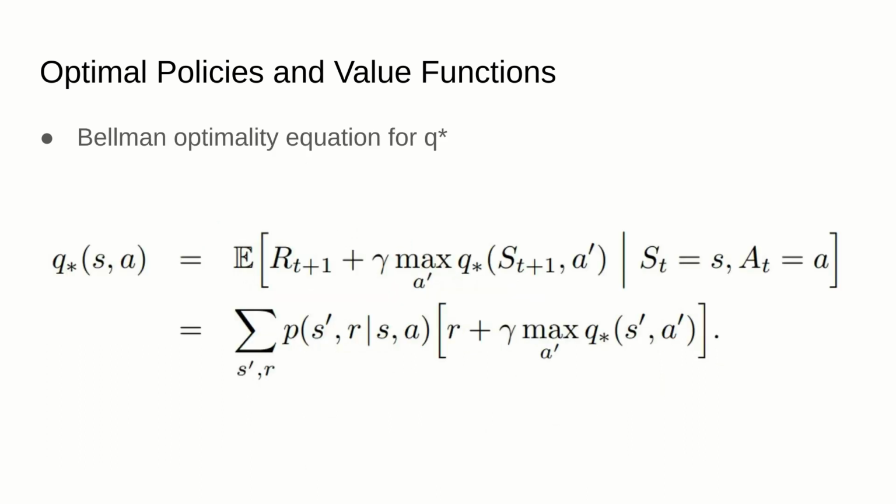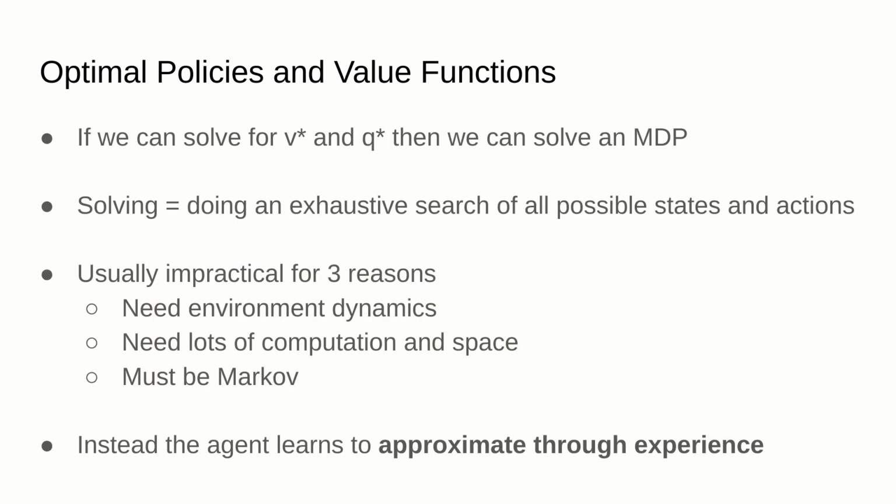The other thing all the optimal policies share is the optimal action value function Q star, which can be understood as the value of a state-action pair under the optimal policy is equal to the expected return of the best action. So they're pretty much saying the same thing. If we can solve the Bellman equations for V star and Q star, then we can solve a given MDP, since we will have the optimal policy.